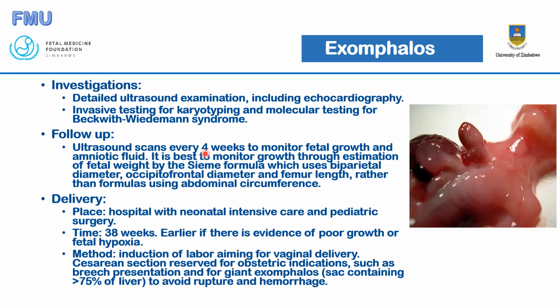Then delivery. These babies are not supposed to be delivered outside tertiary centers. They need to be delivered in a hospital with neonatal intensive care and a pediatric surgery. Very important. Please, no one should be brave enough to say the baby can be delivered and transferred. That's a disaster. Then the timing is 38 weeks. They have to come out at 38 weeks. If there is evidence of FGR or fetal hypoxia, of course, we may consider delivering them early.